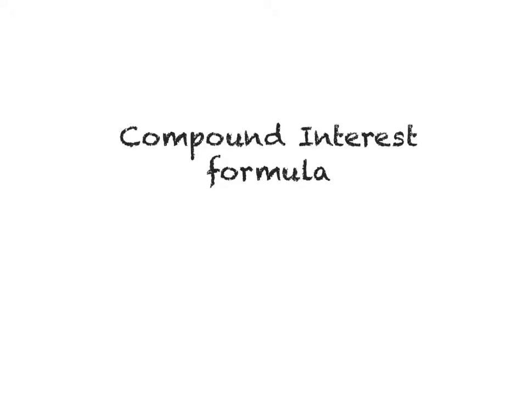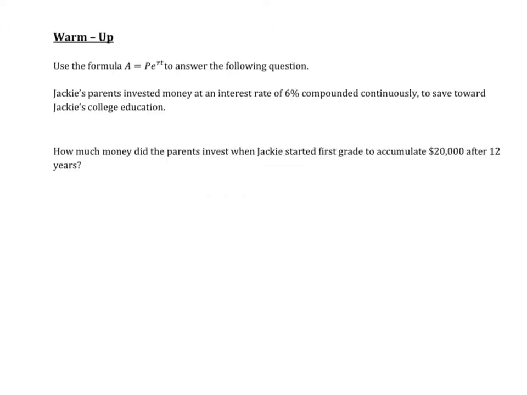All right, we're still cruising in the exponential section, and we're going to focus on the compound interest formula tonight. Here's our warm-up. Using the formula PERT to answer the following questions. Jackie's parents invest money at an interest rate of 6%, compounded continuously to save money for Jackie's college education. How much money did the parents invest when Jackie started first grade to accumulate $20,000 after 12 years?